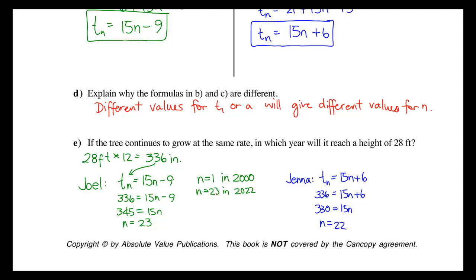So for Jenna, she said that her n equals 1 occurred in 2001. So her n equals 22 also occurs in 2022. Same answer. So the answer for both of these, depending on which method you used, gave us the same answer, 2022.